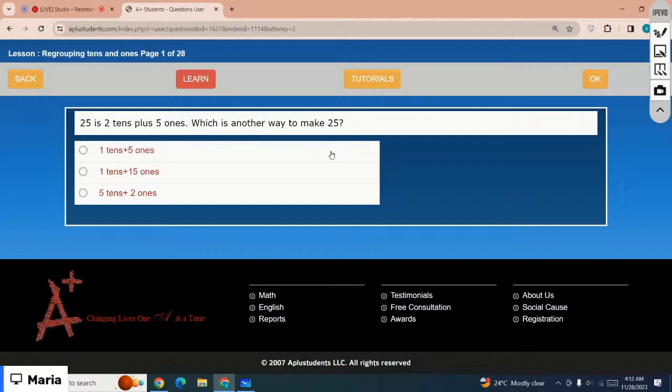25 is 2 tens plus 5 ones, which is another way to make 25. Which option is the correct one? 1, 2, 3.